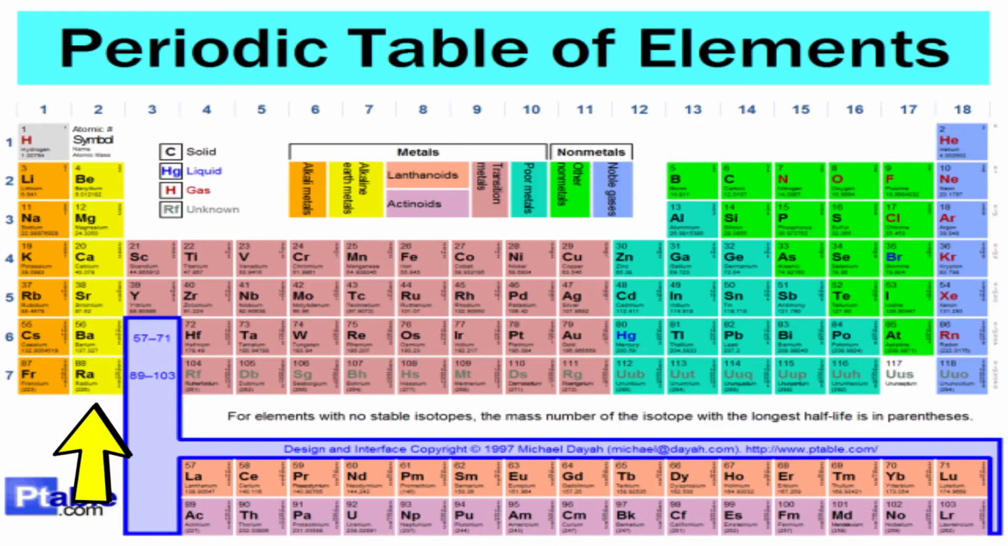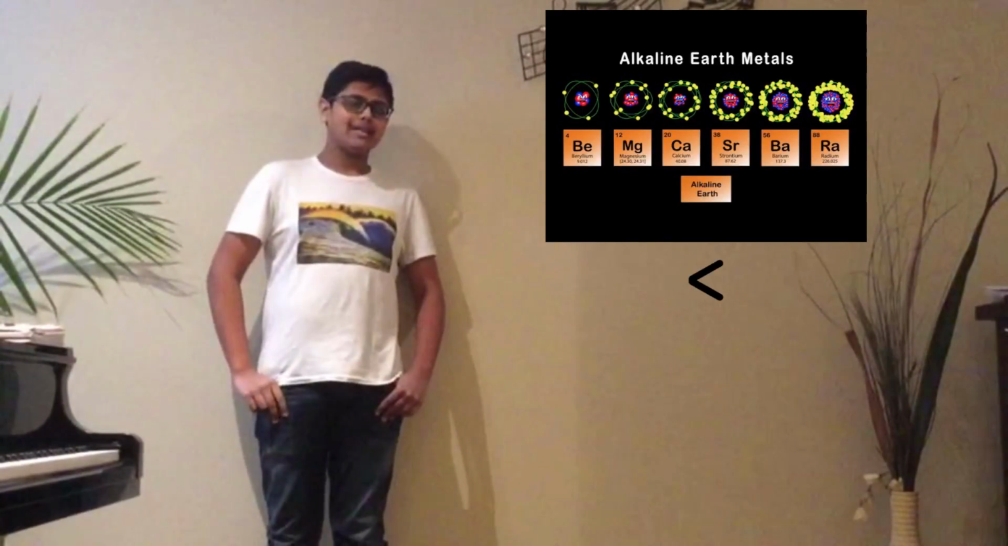The second group are the alkaline earth metals. The alkaline earth metals are not as reactive as the alkali metals. They also react when exposed to water or air.